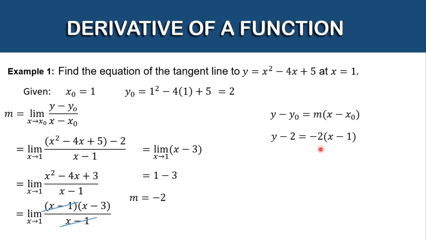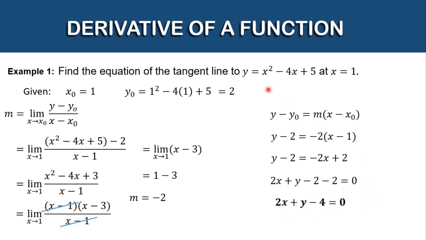Then let's just multiply negative 2 to x and negative 1. And we are going to have negative 2x plus 2. Then we just need to arrange this in whatever form. It could be in y is equal to mx plus b, or in general form, ax plus by plus c equals 0. So what we have here is the general form. So 2x plus y minus 2 equals 0. And the equation of our tangent line here is 2x plus y minus 4 equals 0.